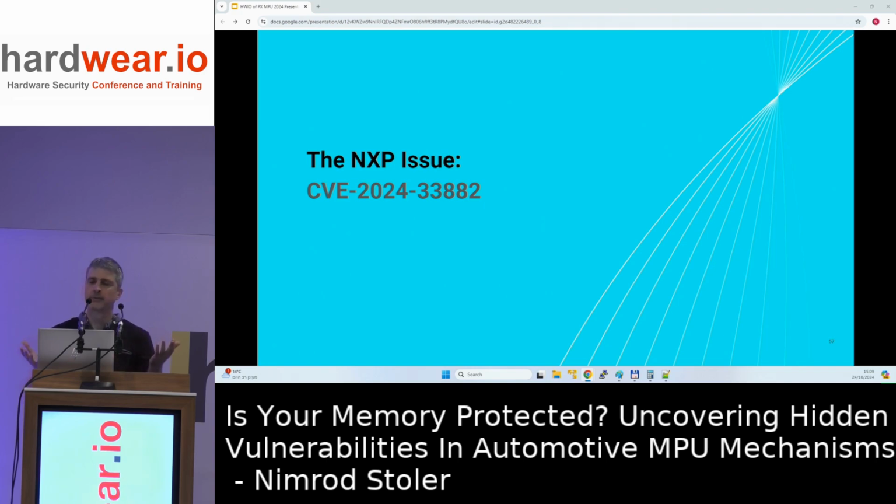So that was our story with the adventure we had with the STMicroelectronics PowerPC chip. And after the discovery of the SMPU issue, we kept on looking for similar PowerPC implementations to see if we can find other PowerPC automotive-grade microcontrollers that exhibited the same issue.